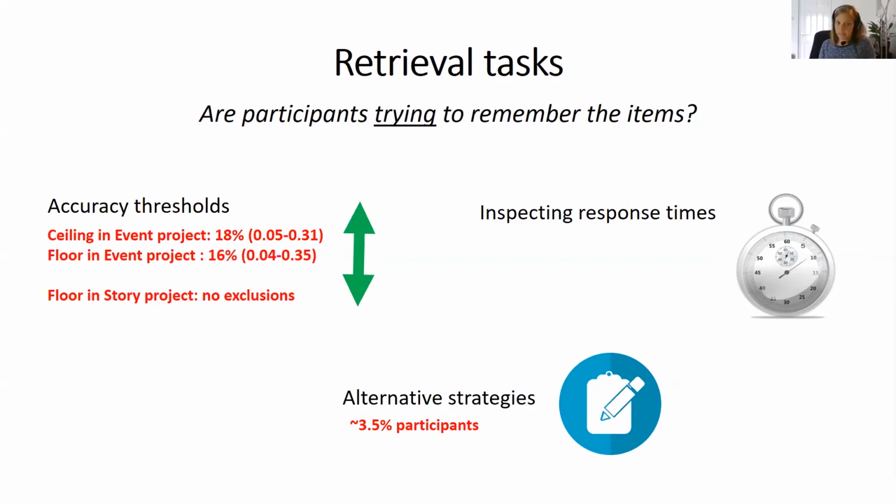And I also always include a post-experiment survey. So I ask participants to describe any technical problems that they had, but also to describe the strategies that they were using. So in the story study, a small handful of participants said that they wrote the words down, and obviously we wanted to exclude them from analysis.